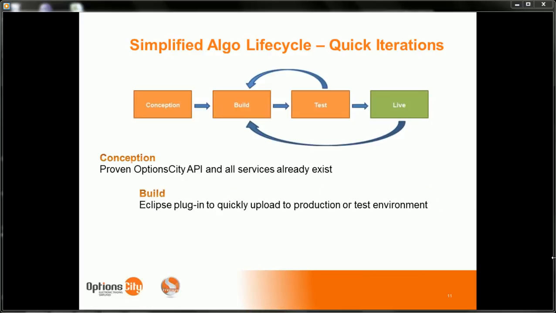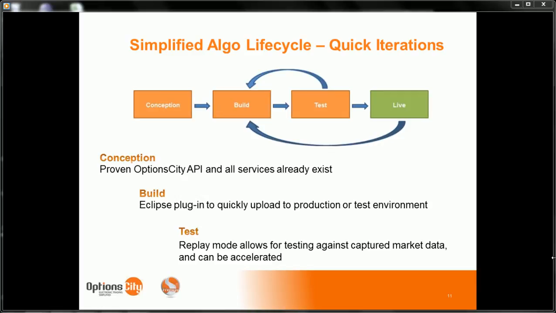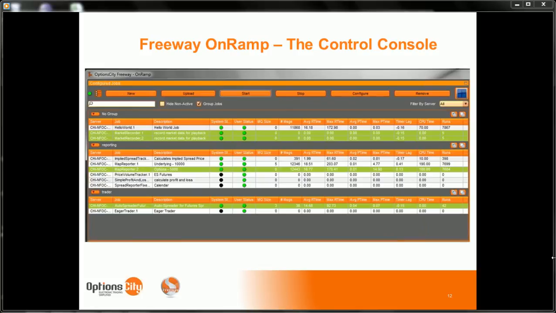And now as we go into building and testing, it's something we'll talk about right now. And the idea is that we're going from what would take 1 month, maybe to 1 day in Freeway. It's a very crude conversion, but that's something we'll discuss, and then the importance of how we actually do this. So what I'm showing you right now is the Freeway OnRamp. It's the control console for starting and stopping what we define as algo jobs, as you'll hear me saying throughout the rest of the presentation.